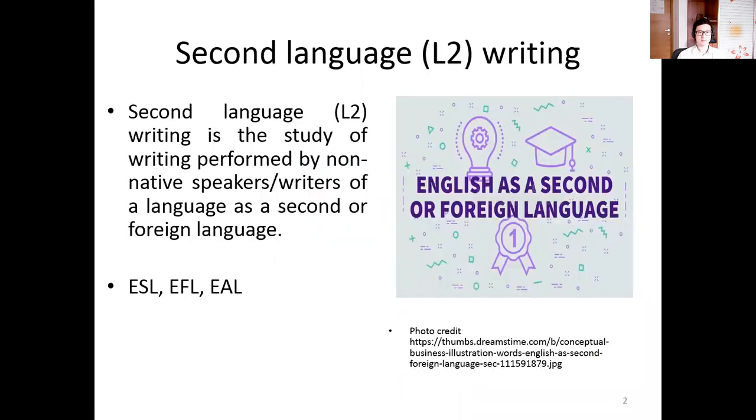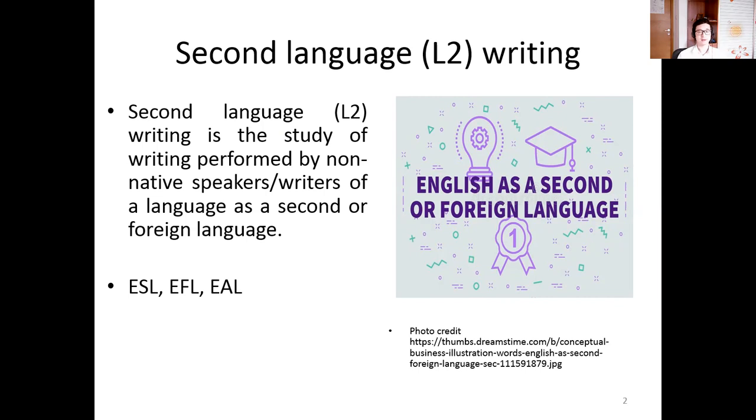Second language writing. Second language writing is the study of writing performed by non-native speakers or writers of a language as the second or foreign language. I think all of us have some experience of writing in our first language, and some of us may even find that writing in our first language is already very daunting.